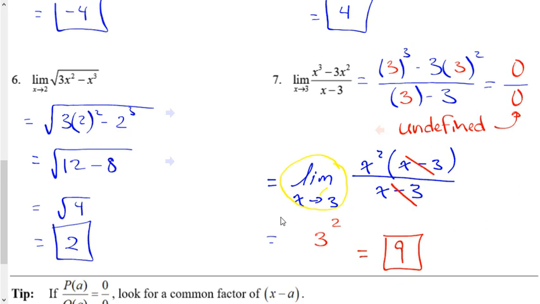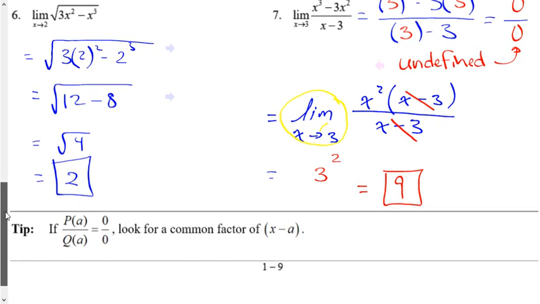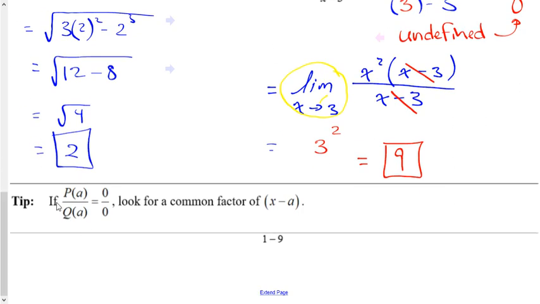But first, here's the tip. If I have a rational equation and I get something like P of A over Q of A looks like 0 over 0, we want to look for a common factor of x minus A. So again, this kind of goes back to the factor theorem, where if P of A is equal to 0, that tells me that x minus A is a factor of P of x. Similarly, if Q of A is equal to 0, that tells me x minus A is a factor of Q of x.